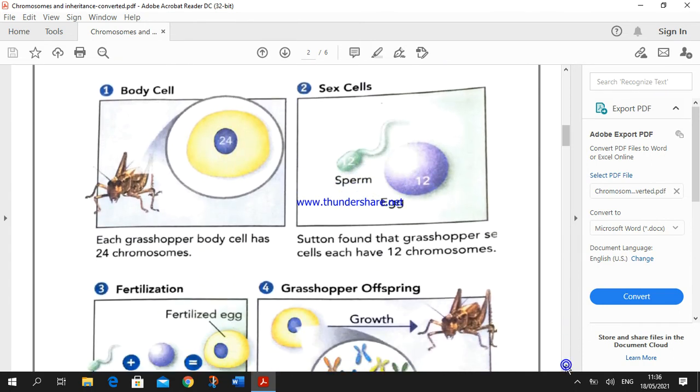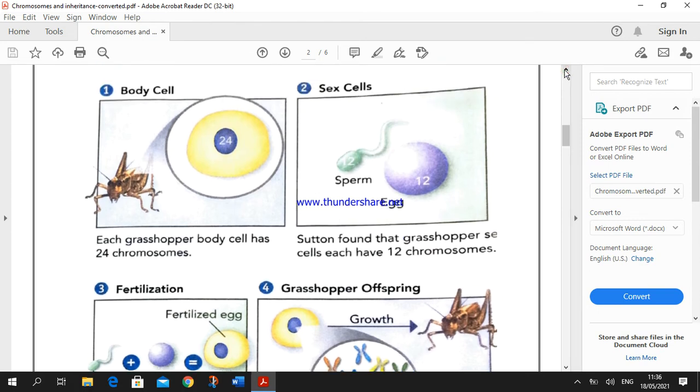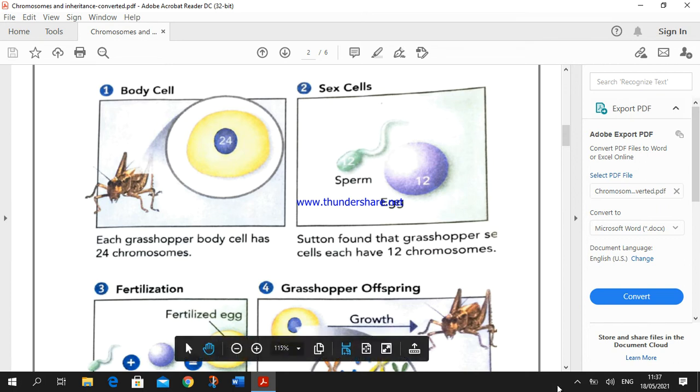This figure summarizes what the experiment of Walter Sutton was. Figure number one, this is a body cell from a grasshopper. Each grasshopper body cell has 24 chromosomes inside the nucleus, and these are the sex cells coming from the grasshopper. The sperm contains 12 chromosomes and the egg contains 12 chromosomes. Sutton found that the grasshopper sex cells each have 12 chromosomes.